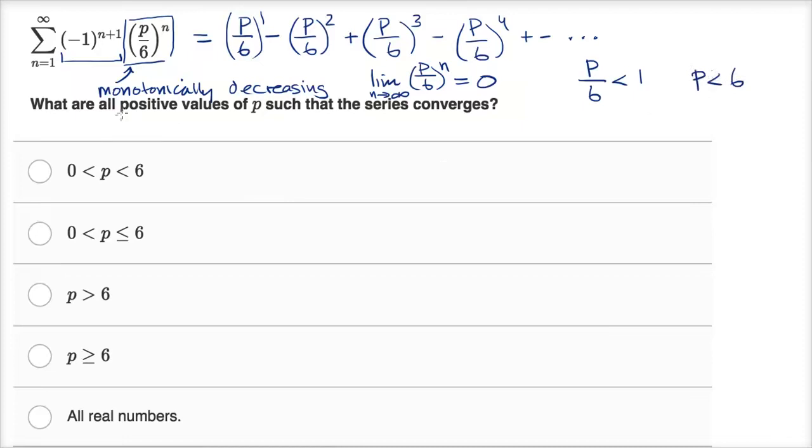And they told us, what are all the positive values of p. So we also know that p has to be greater than 0. So p is greater than 0 and less than 6, which is that choice right over here. And once again, we're not going to say less than or equal to 6, because if p was equal to 6, this term is going to be 1 to the n. And so this would be 1, this would be 1. It would be 1 minus 1 plus 1, on and on and on forever. So definitely like that first choice.